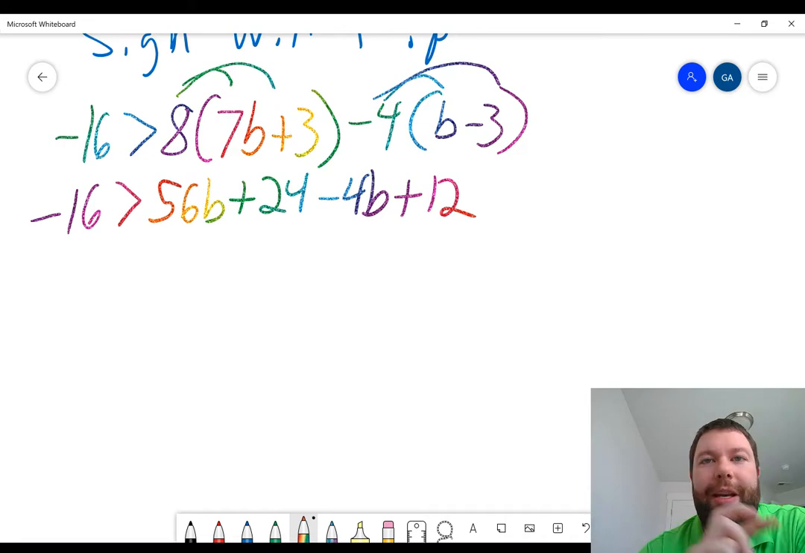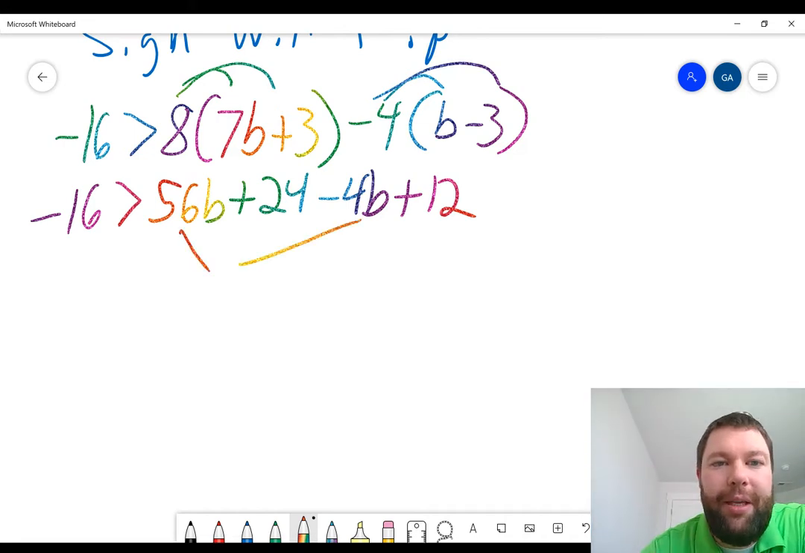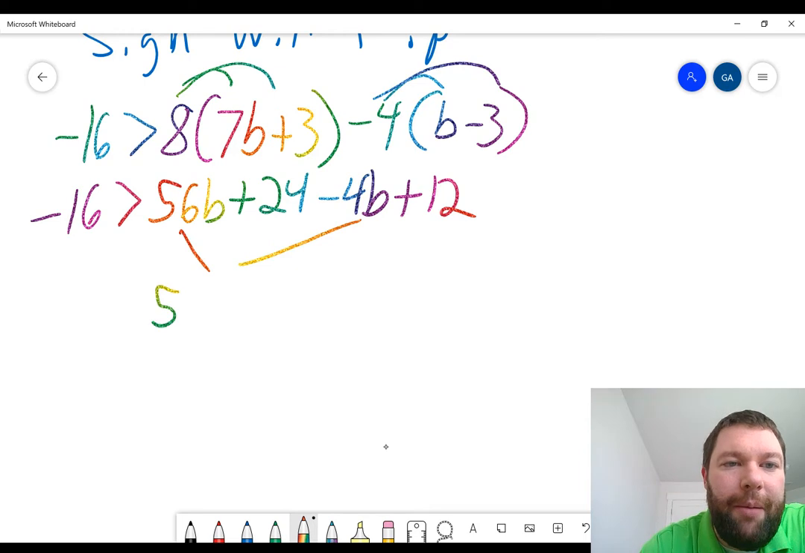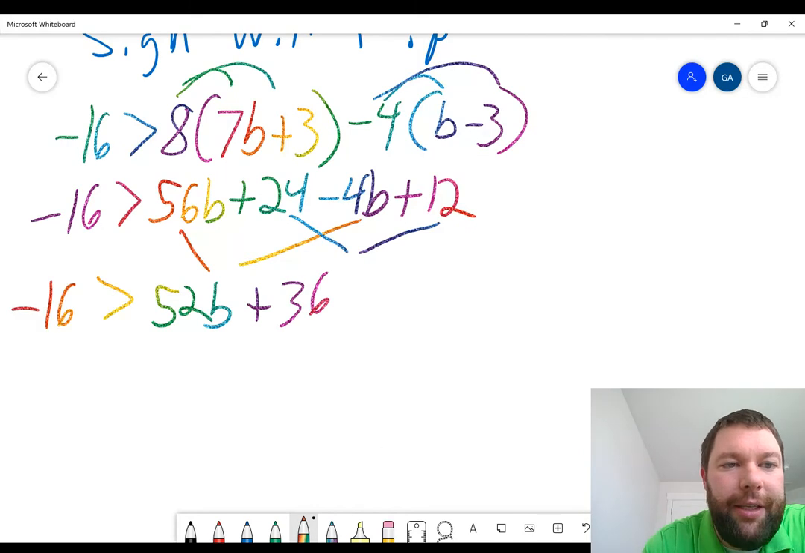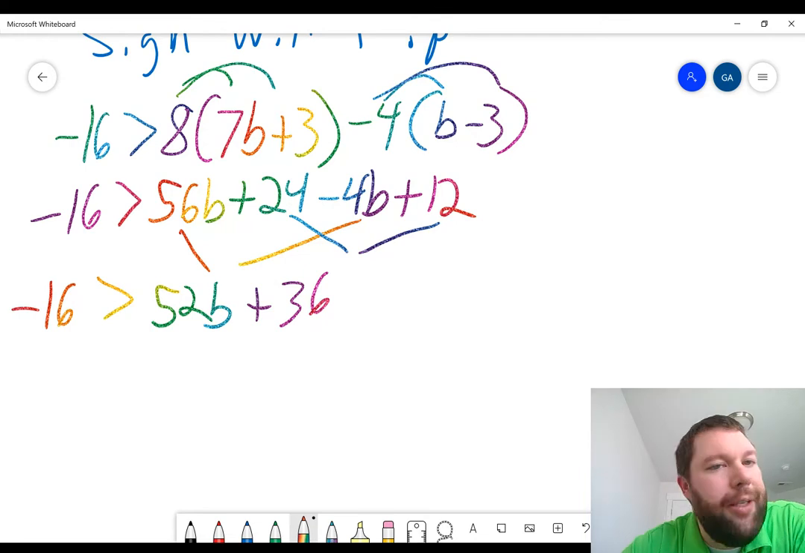Distributed. Now I need to combine like terms. Right off the bat, I see there's two b's here, 56 and negative 4. They're going to combine to become 52b. Then I've got this 24 and this 12. Combine those, and they're both positive, so it'd be 36. And then I still have this negative 16 over here. So now it's just a two-step equation.